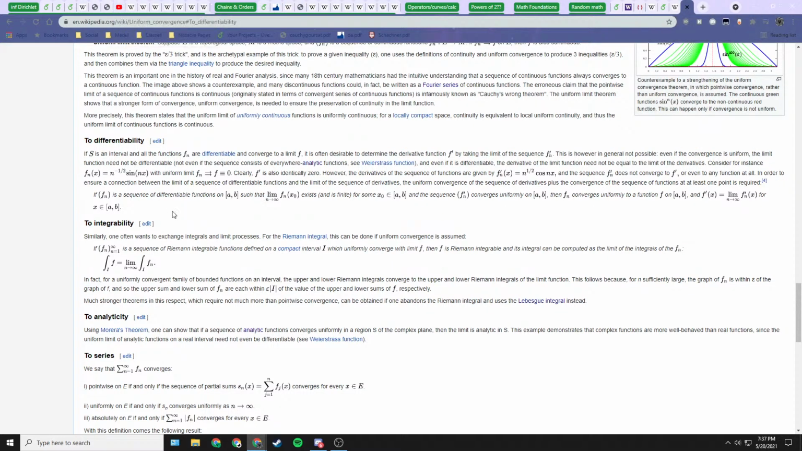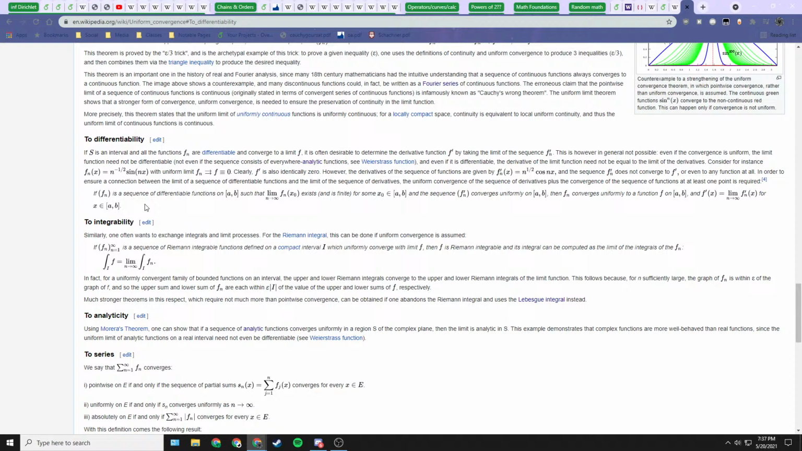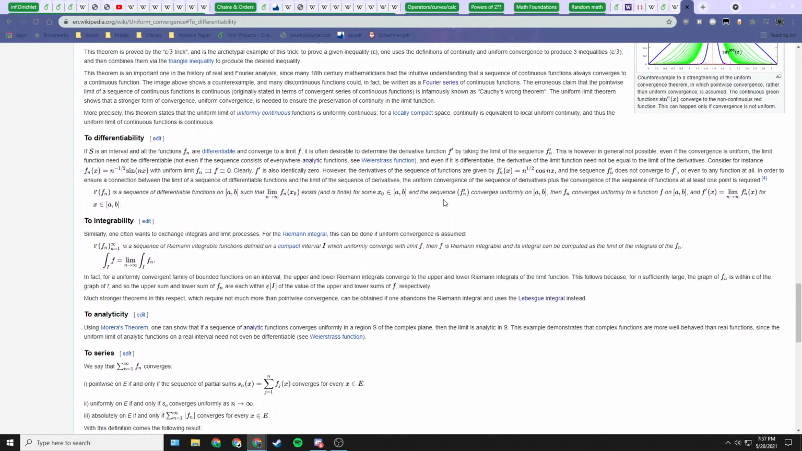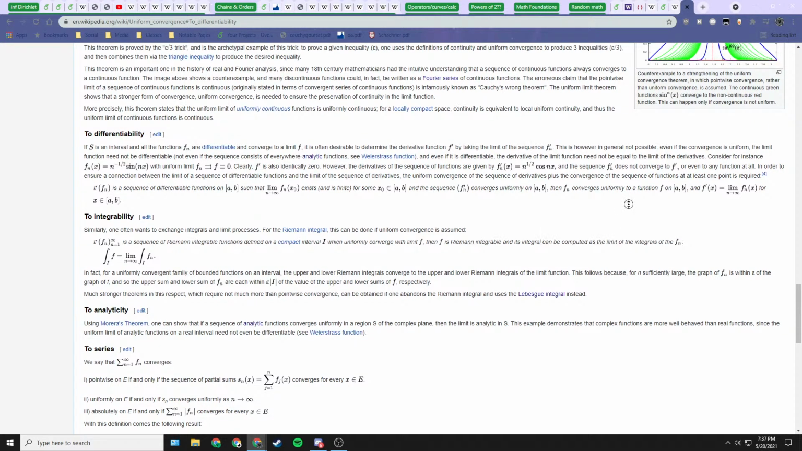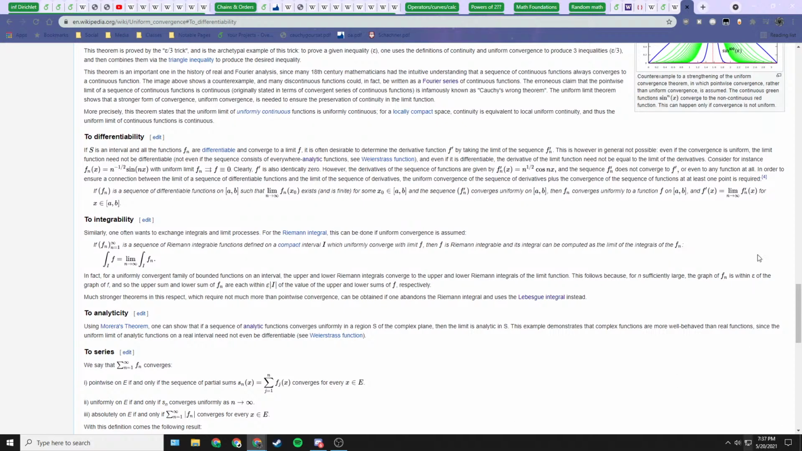So this sentence here is saying if f sub n is a sequence of differentiable functions on the unit interval, and their limit exists for some point, so that's fine, and the sequence of their derivatives converges uniformly, then f sub n converges to a function and f prime is the limit. So there's a lot here we can't use.